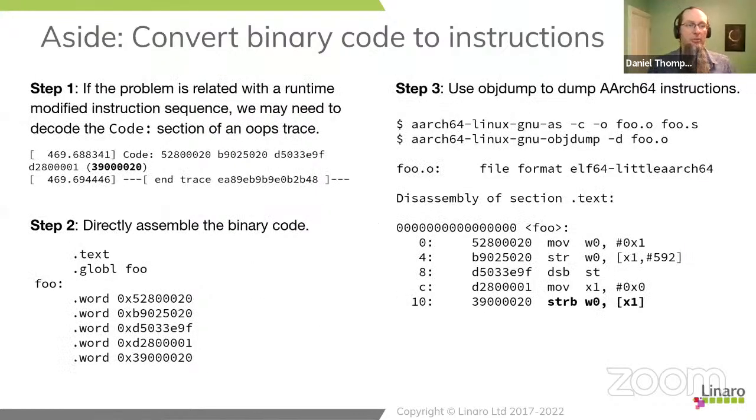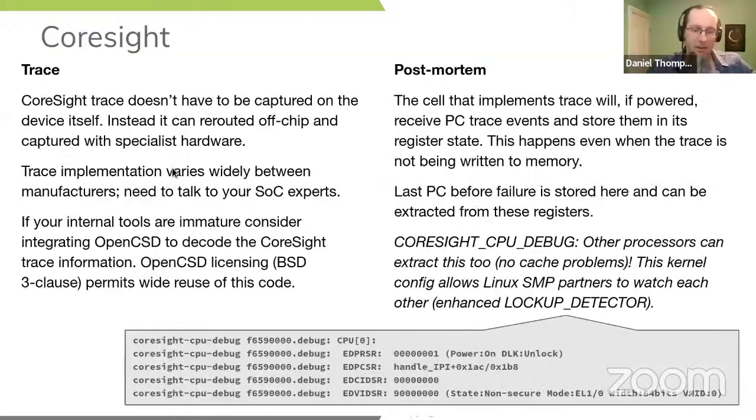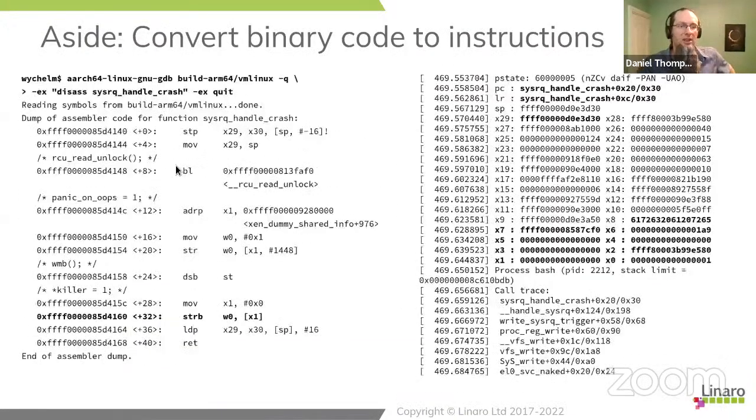Okay, and the final thing that comes up is converting binary code to instructions. So at the bottom of a stack trace, there is also this little code fragment, which is basically the opcodes that it was executing at the point something went wrong. There isn't a disassembler built into the kernel, so we're going to have to disassemble this ourselves, but we can use the tools to do it.